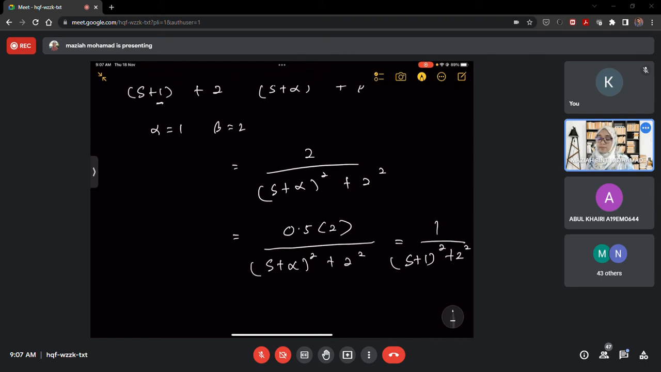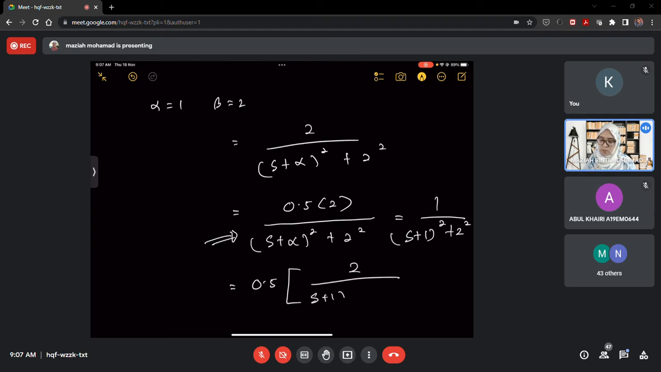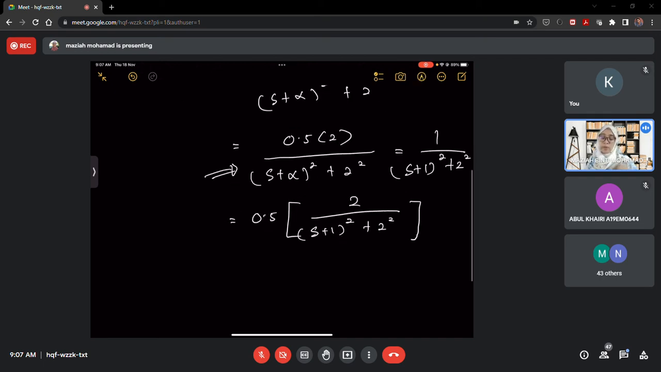Alright. So that's why if you refer to this one here, it is similar to 0.5, we separate, multiply with 2 over (s plus 1) squared plus 2 squared. So if you are going to inverse Laplace 2 over (s plus 1) squared plus 2 squared, that one is similar to what we did just now? Exponent negative t, because alpha is 1, so exponent negative t.